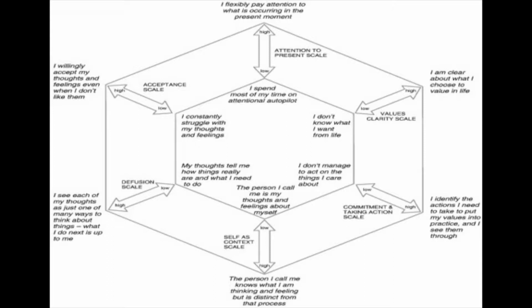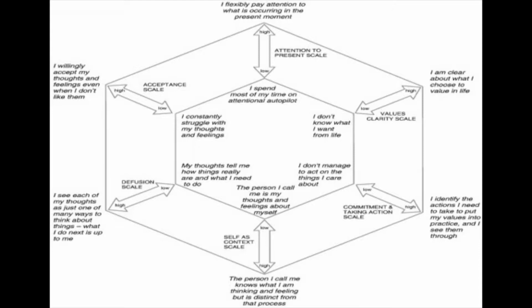So next is self as context. If you're doing well in this category, you would say something like, the person I call me knows what I am thinking and feeling, but is distinct from that process. I recognize I am separate from my thoughts and feelings. If you're struggling in this category, you would say something like, the person I call me is my thoughts and feelings. And if I have bad emotions, then I am bad.